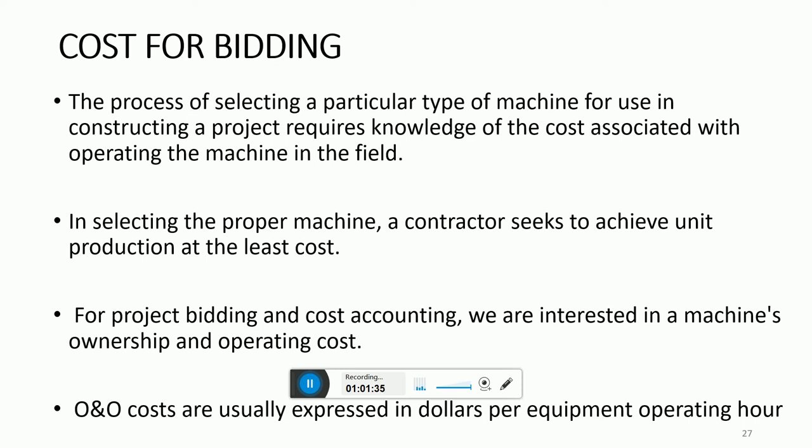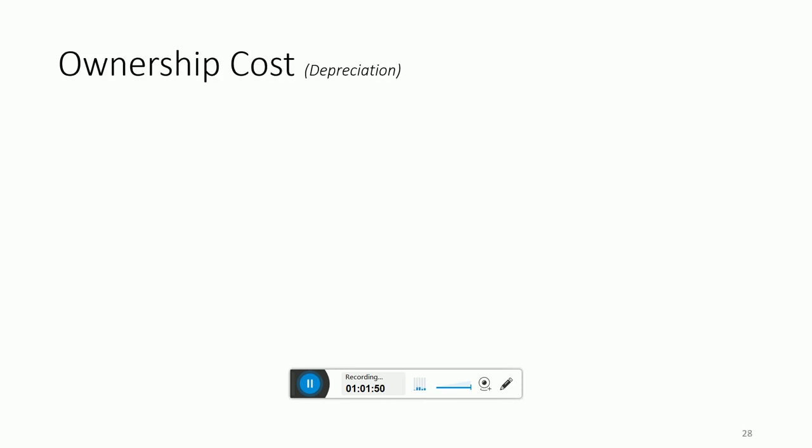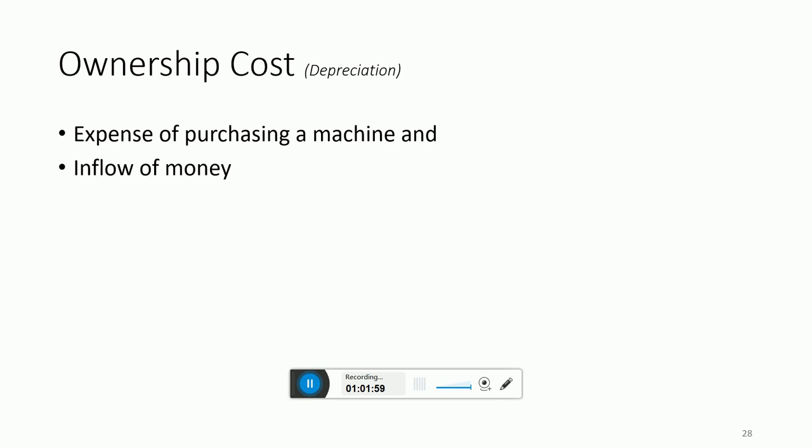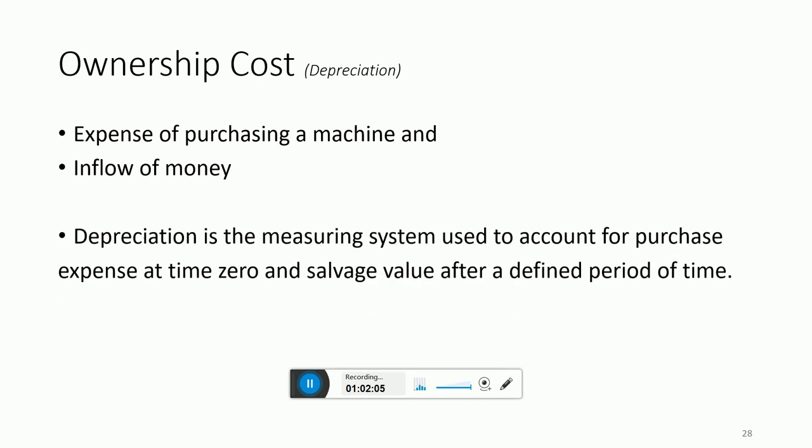Ownership and operating costs are usually expressed as an amount per operating hour, when the equipment is operating. First, we are going to see the ownership cost, and we will discuss its depreciation with the passage of time. The ownership costs include the expenses of purchasing the machine, the initial expenses, and then the inflow of money. Here we will also discuss depreciation, and we will also solve some problems related to this.